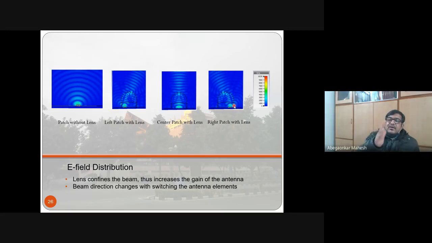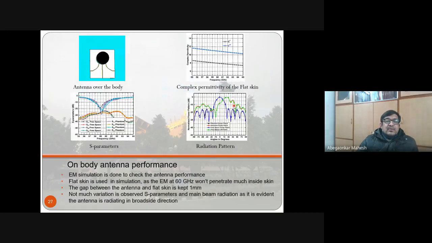So this is the antenna over the body, so it is placed over a phantom, and S parameters are checked. What you see here is S parameters in free space and S parameters over a phantom. As you can see, there is not much change in the antenna parameters, at least the impedance bandwidth parameters, even if it is placed on a human body.